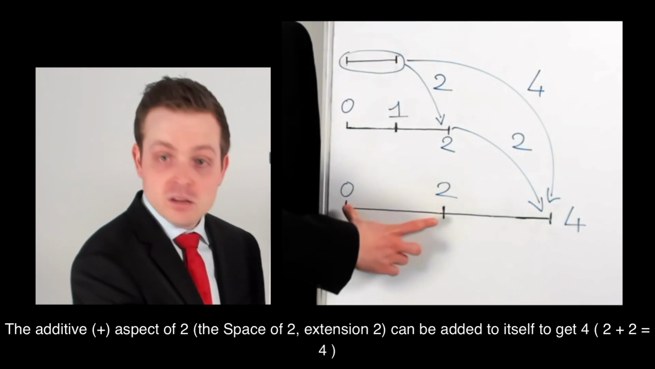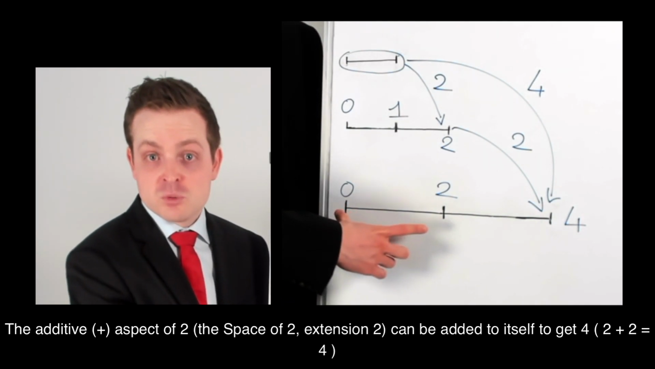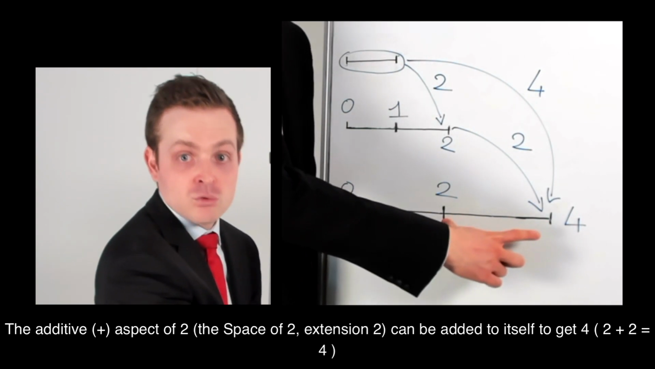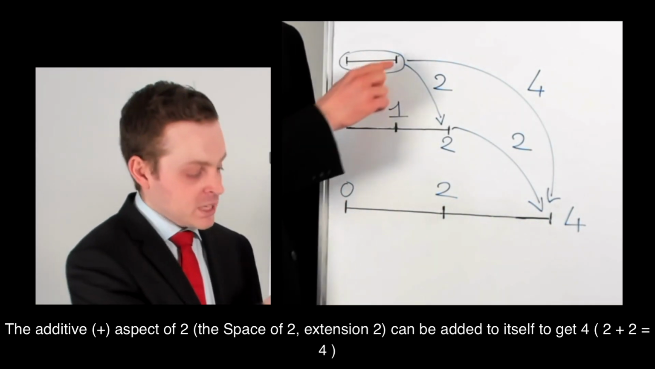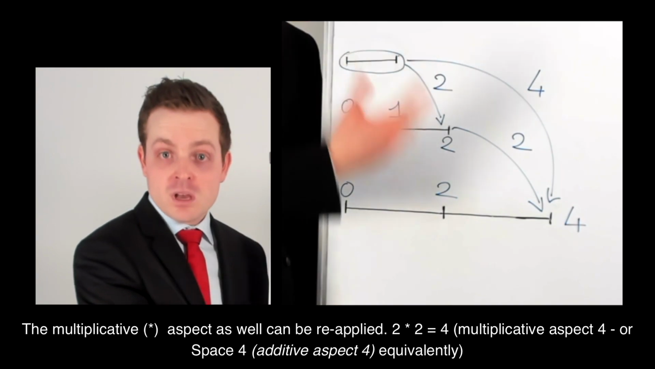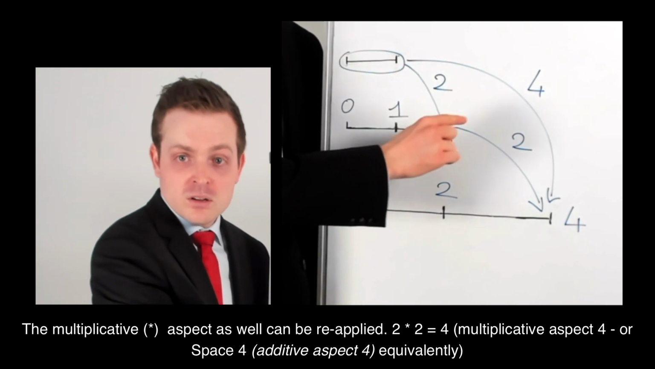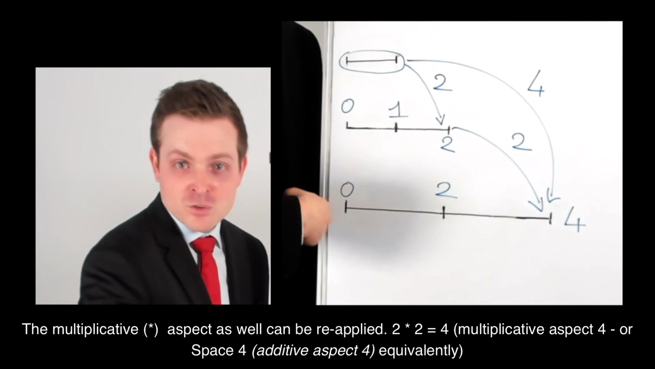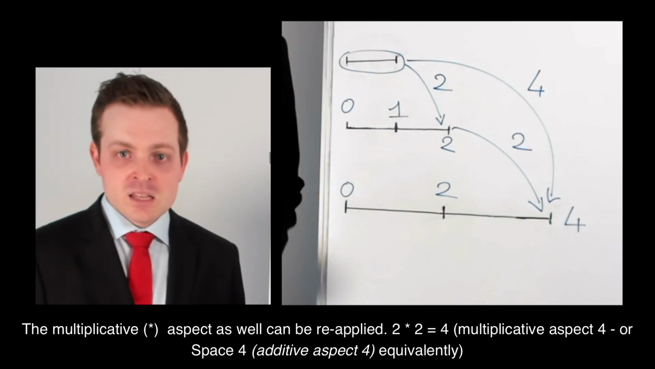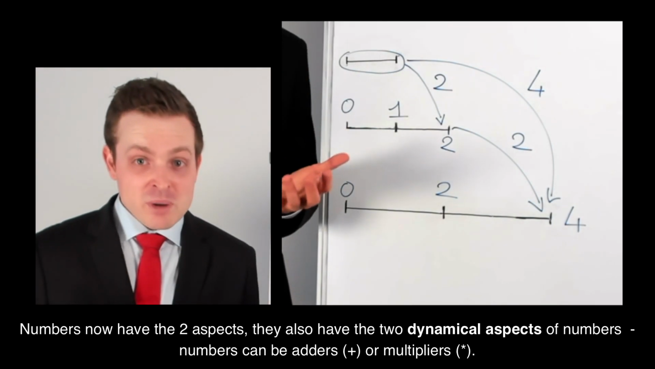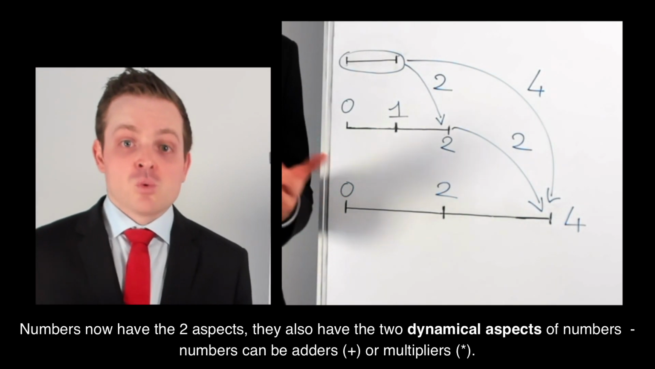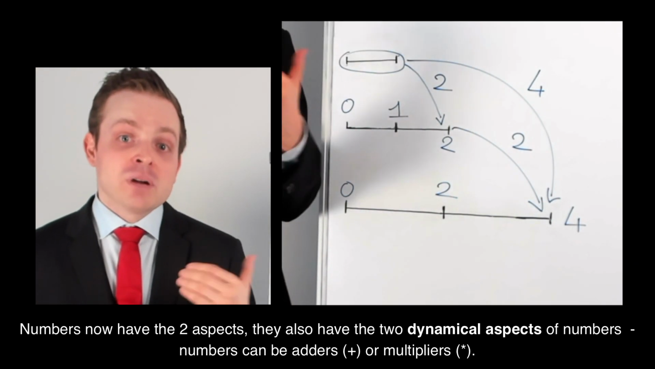So the additive aspect of 2, the space of 2, the extension 2, can be added to itself to get the number 4, so 2 plus 2 equals 4. And the multiplicative aspect of 2 as well can be reapplied, and we get that 2 times 2 equals the multiplicative aspect 4, or the space 4 equivalently. So we can see that numbers have the two aspects, and they also have the two dynamical aspects of numbers, where numbers can be adders or multipliers.